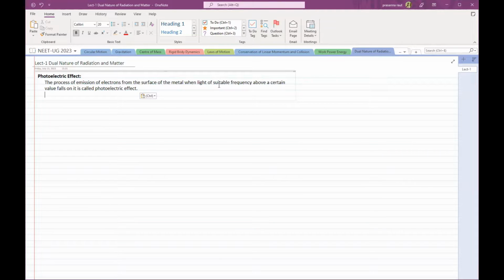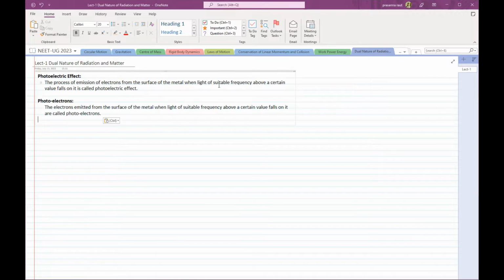So, when light of certain frequency falls on a metal surface, electrons are emitted from the metal surface. This effect was first observed by Hertz in the case of a spark gap, and then by various people. We will discuss this effect for metals only here. The electrons emitted from the metal surface are called photoelectrons. Whatever electrons come out of the metal due to the photoelectric effect are called photoelectrons. They are electrons only, but we just call them photoelectrons.